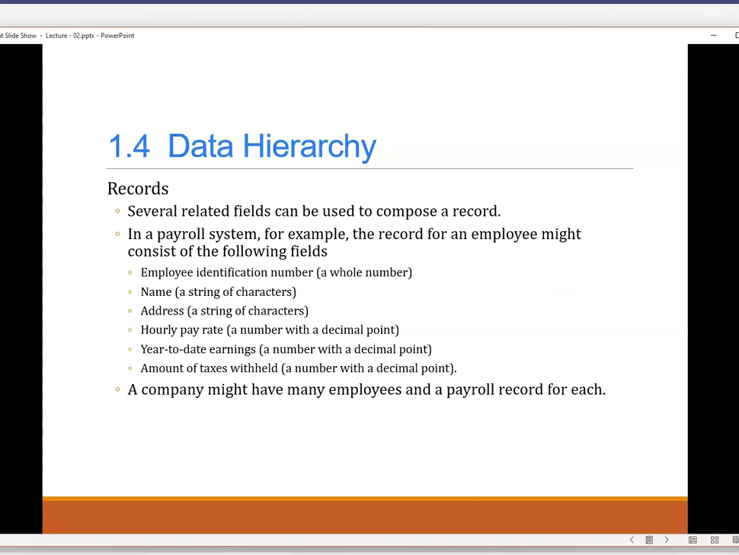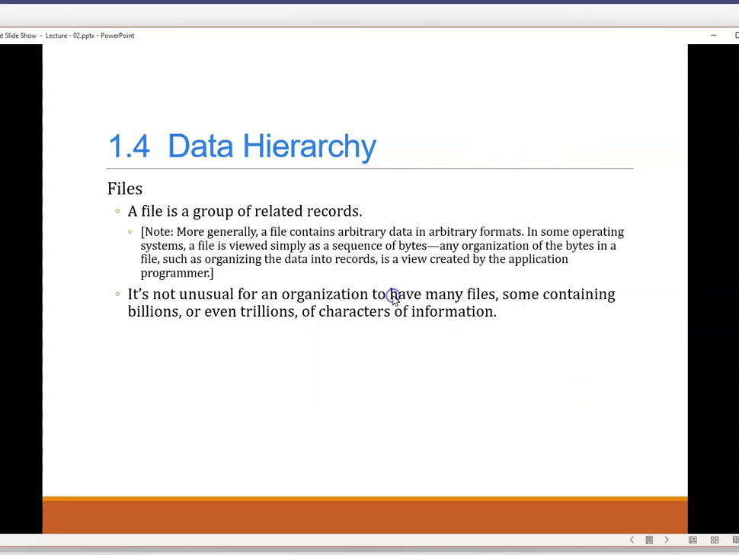A payroll system might have an employee record, including the employee ID, which is a number, a name, which is a string of characters, an address, also a string of characters, a pay rate, which is a number with a decimal point, year-to-date earnings, which also has a decimal point, etc. A company might have many employees and a payroll record for each.